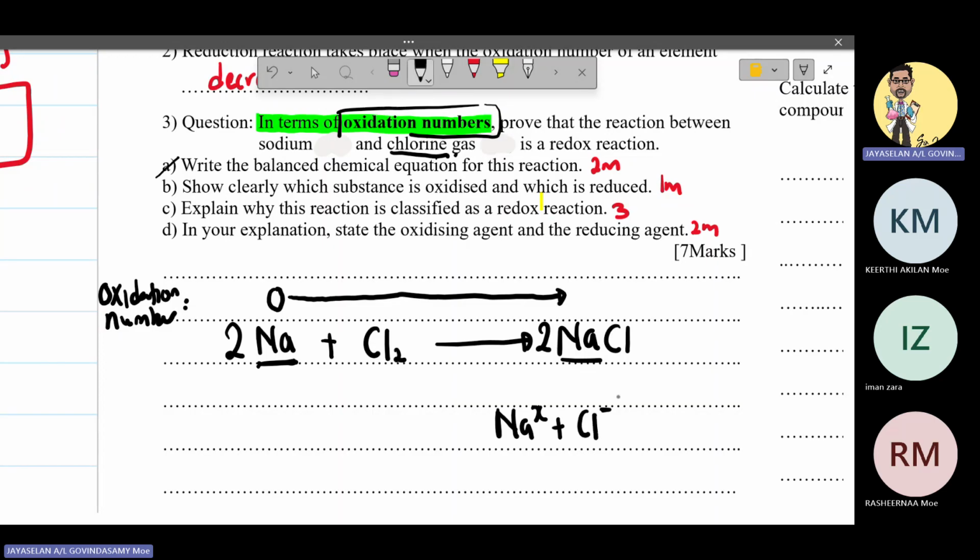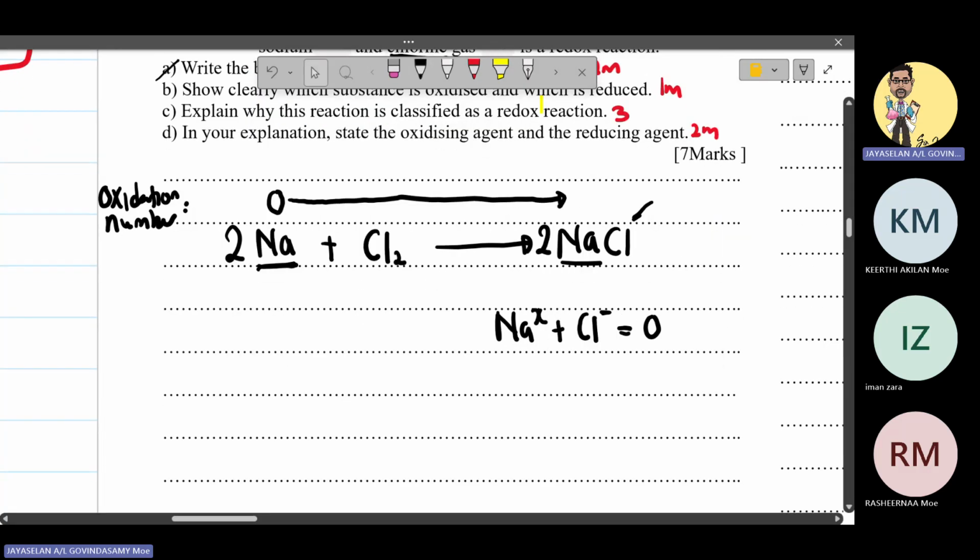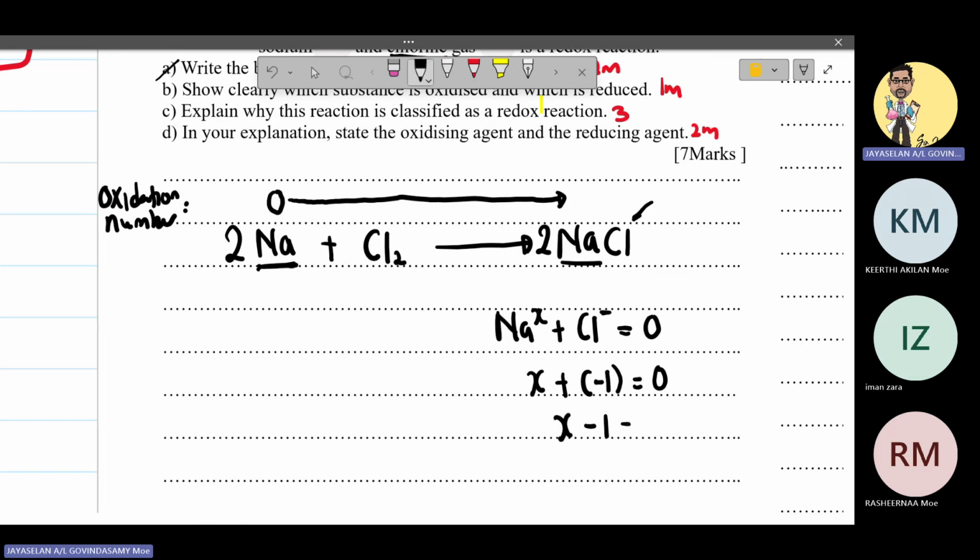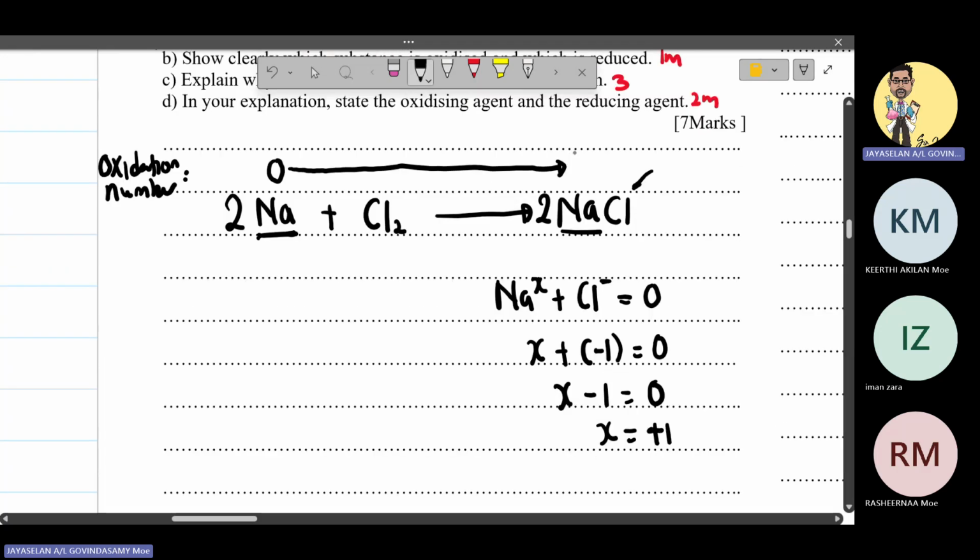What is the oxidation number of chloride? -1. When you sum up, look here, this is zero, right? So zero. So now you find the X value. X plus -1 equals 0. X minus 1 equals 0. X will be what? Positive 1. So put positive 1.